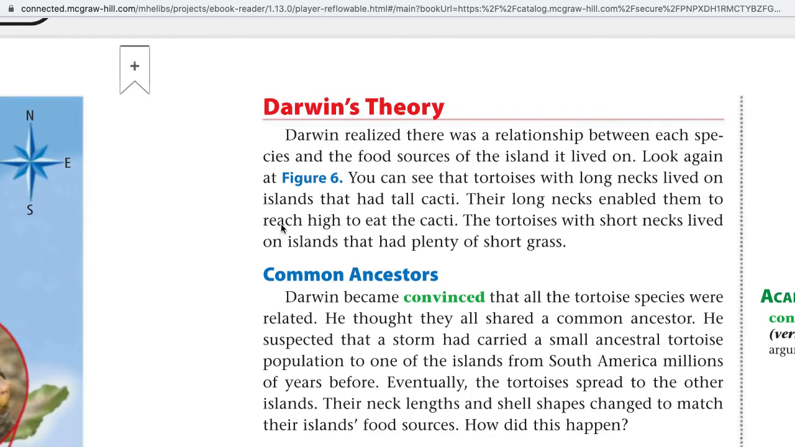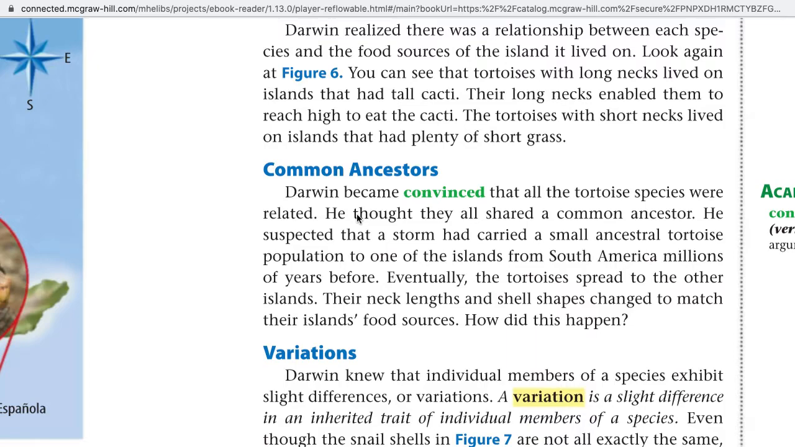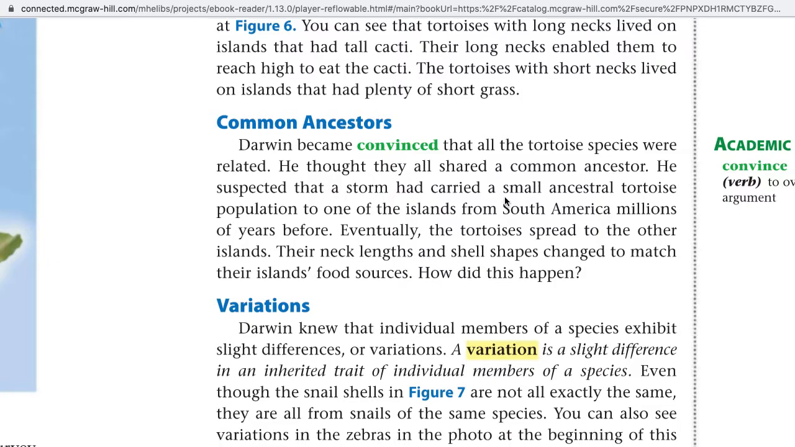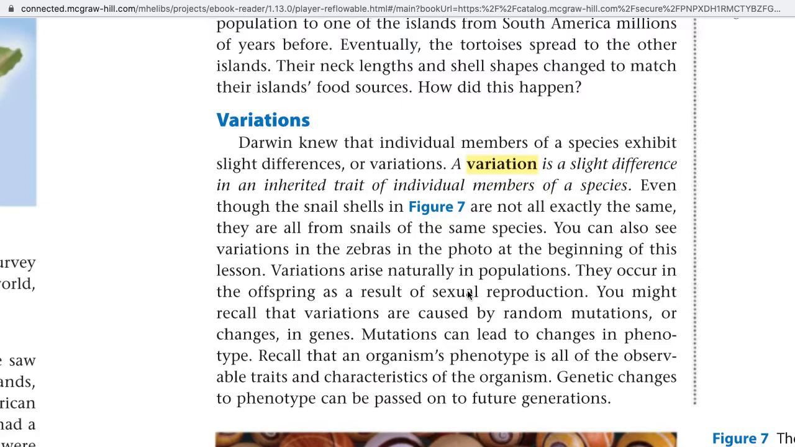Common ancestors. Darwin became convinced that all the tortoise species were related. He thought they all shared a common ancestor. He suspected that a storm had carried a small ancestral tortoise population to one of the islands from South America millions of years before. Eventually, the tortoises spread to the other islands. Their neck lengths and shell shapes changed to match their island's food sources. How did this happen? Next paragraph.